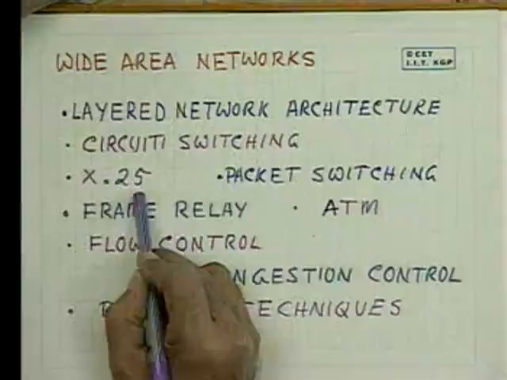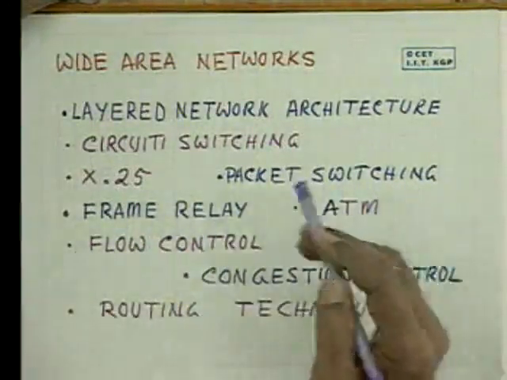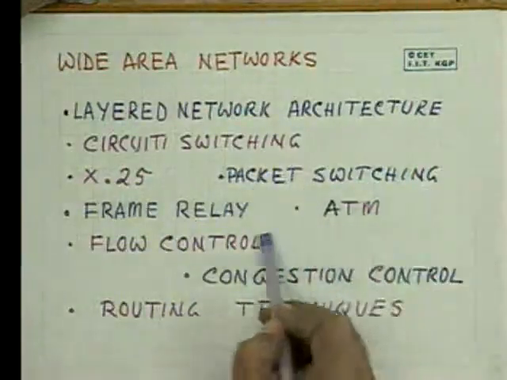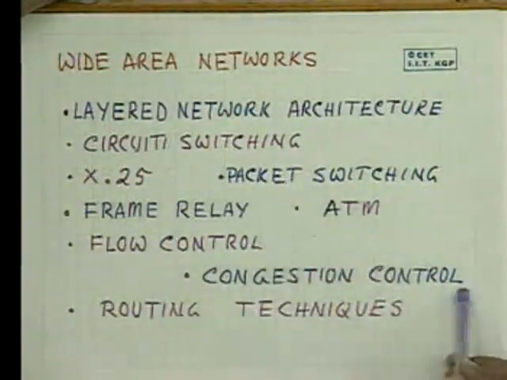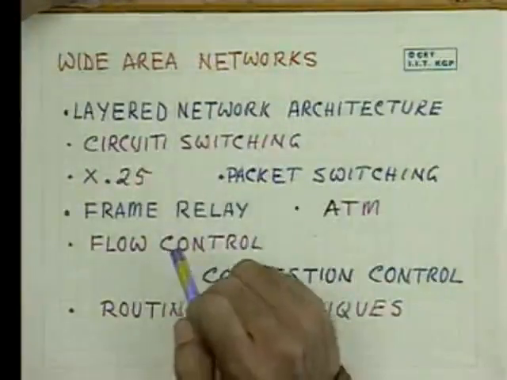In the second part, which is wide area networks, we shall consider different wide area network technologies such as X.25, packet switching, frame relay and ATM, and the related concepts such as circuit switching, packet switching, flow control, congestion control, and routing techniques. These are the concepts which are used in wide area networks. These we shall discuss in part 2.